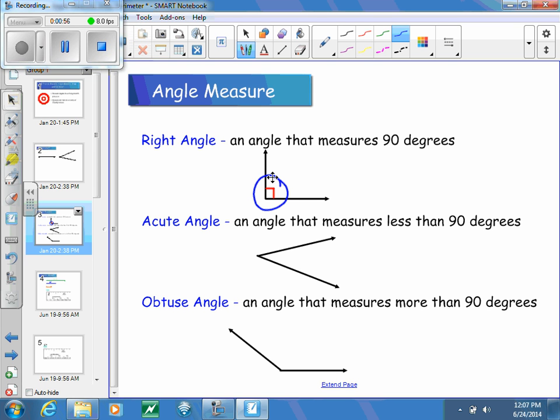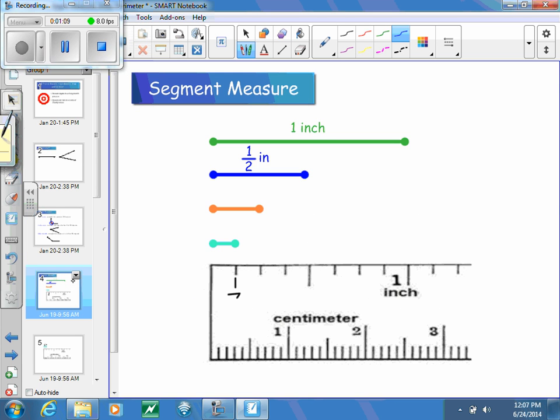Now these three angles that we're going to look at here, we're all going to be measuring angles using a protractor, which we're going to be doing in class tomorrow. But just wanted to review those three terms with us. What we're also going to be looking at doing tomorrow is working with measuring segments, and to do that we're going to be using a ruler. Now we're going to be measuring in inches.